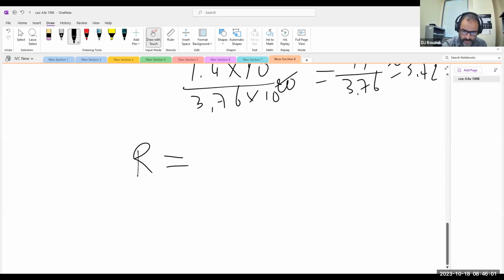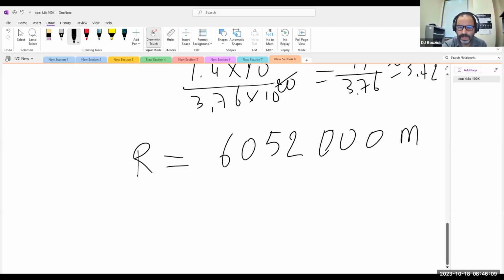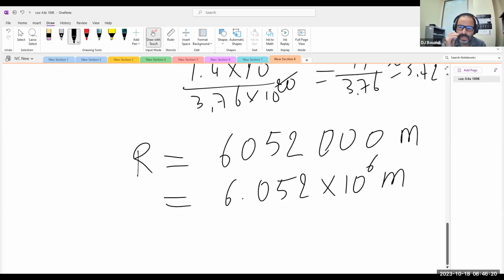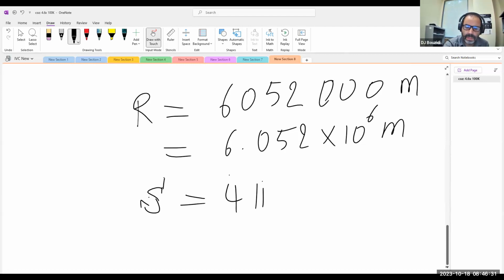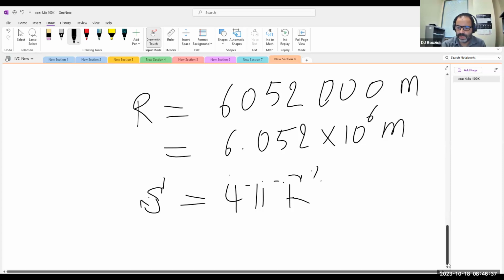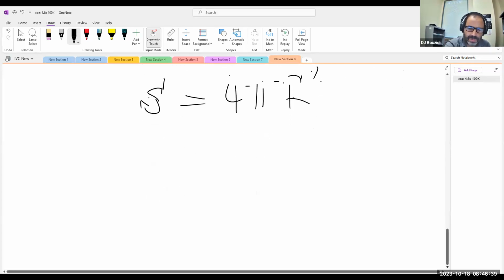R of Venus equals 6,052 kilometers. I need it in meters, so I need to multiply it by 1,000. If I took the decimal points, those are 3 plus 3, that's 6. So it's 6.052 times 10 to the power 6 meters. That's the radius of Venus. The reason why I need the radius of Venus is because I need the surface area of Venus. The surface area of a sphere is 4 pi times the radius squared. If you don't remember this formula from your high school geometry class, that's how the surface area is.